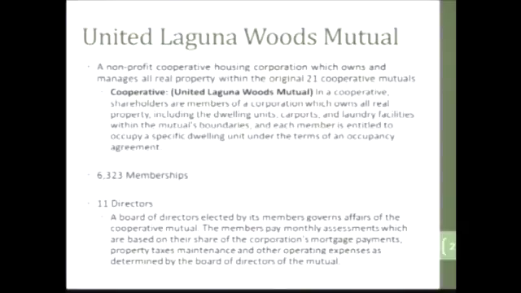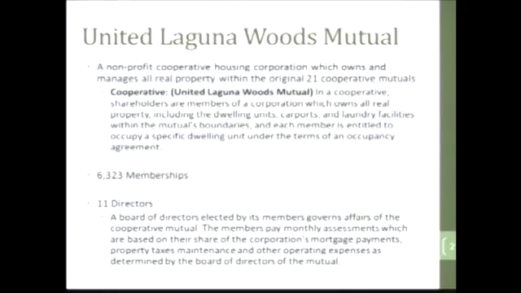And then there's United. It's a not-for-profit cooperative housing corporation which owns and manages all real property within the 21 cooperative mutuals. In a cooperative, shareholders are members of a corporation which owns all of the real property, including the dwellings, units, carports, and laundry facilities within the mutual's boundaries. And each member is entitled to occupy a specific dwelling unit under the terms of an occupancy agreement.